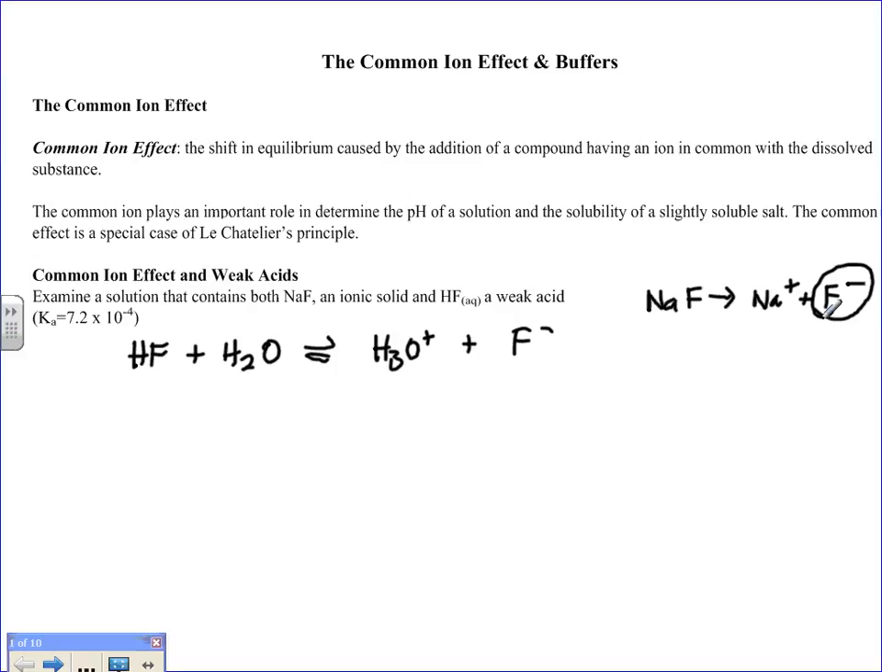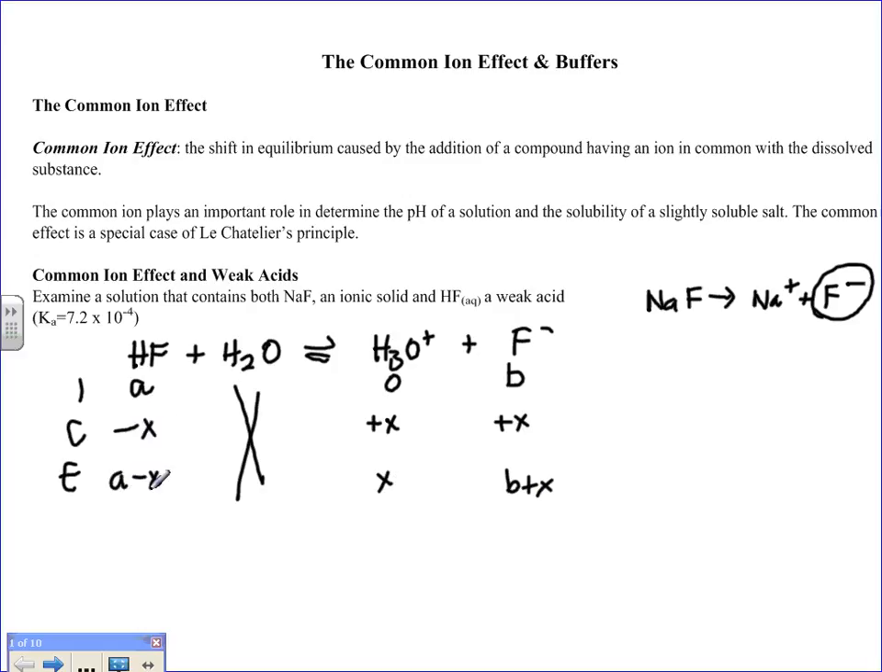So if we were to examine an ICE chart here, we'd have some amount of HF. Okay, the water doesn't matter. Still, initially we've got no H3O+, but we've added a common ion, or F-. So this side is still going to increase. This will be X at equilibrium, and the HF will decrease as we move towards equilibrium.